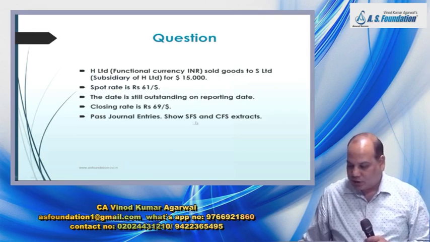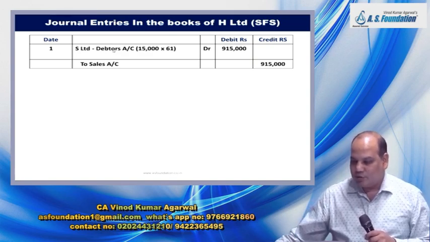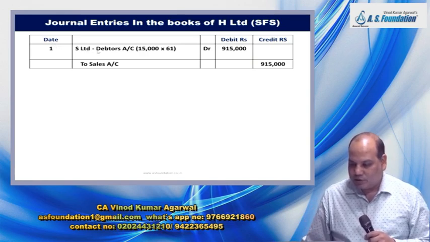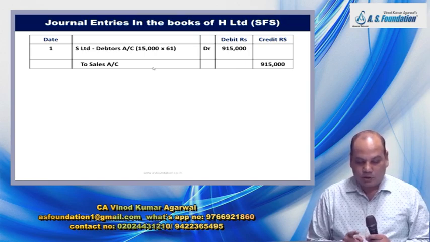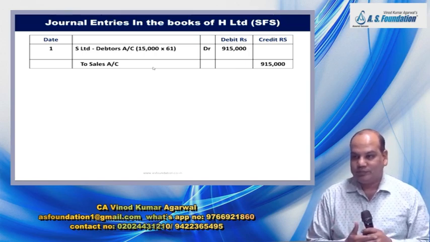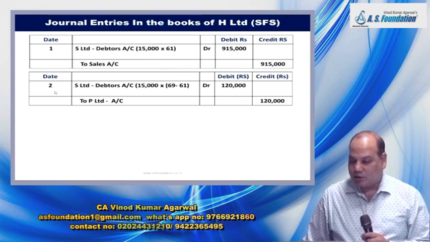So first let us understand SFS. In SFS, who will pass the entry? H Limited sold goods to S for $15,000, but the functional currency is INR. So H Limited will have to record the exchange difference. So write journal entries in the books of H Limited. Write neatly, so you should be able to read later on your own. First entry, write down H Limited debtors account debit to sales account. Remember all these adjustments in case they ask you a consolidation of a foreign subsidiary. That time it will be useful to you. To sales account 9,15,000.